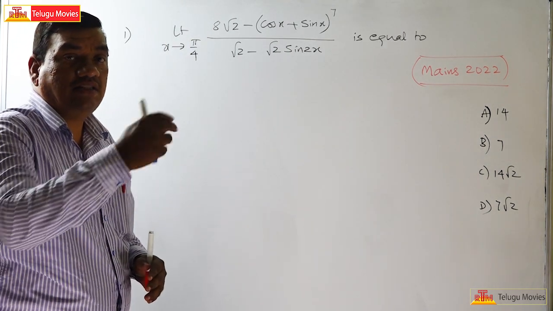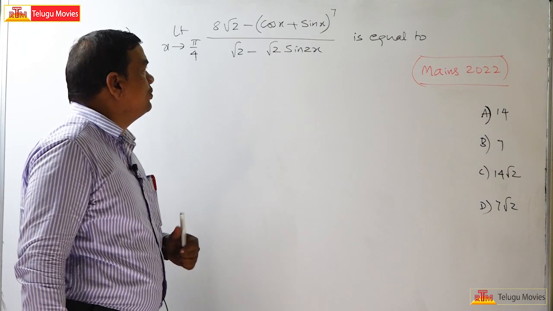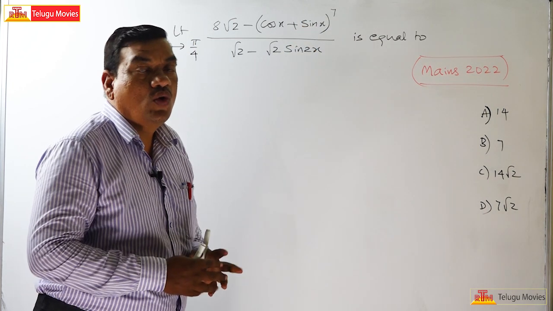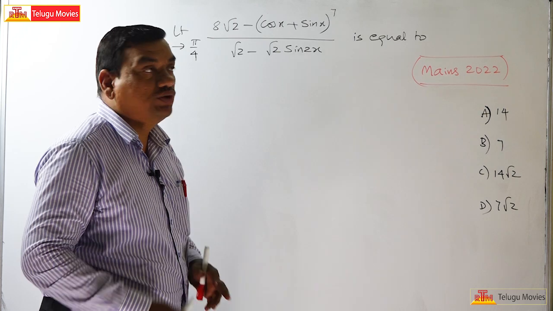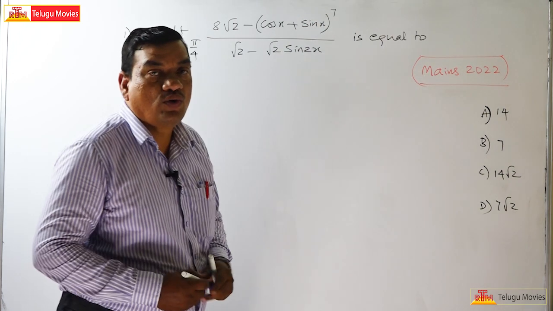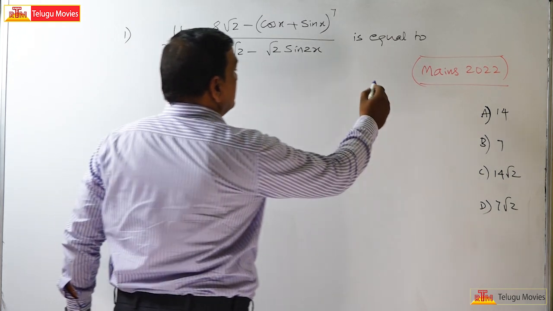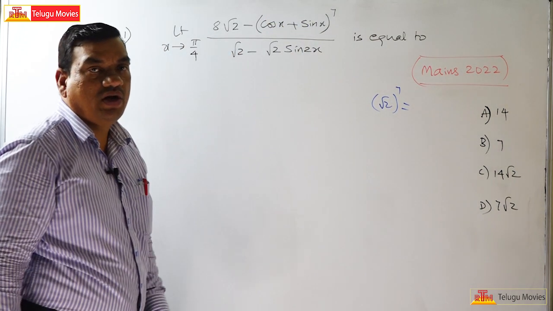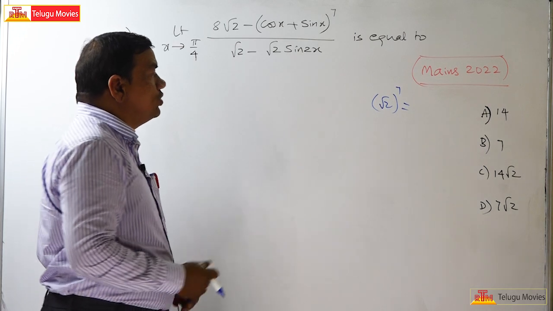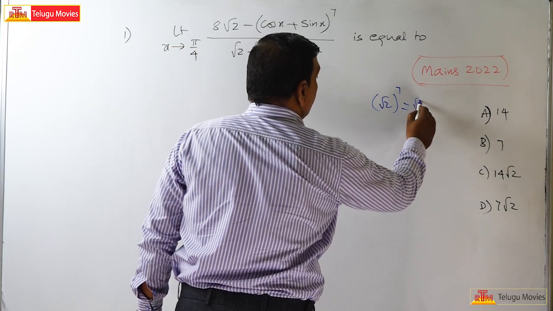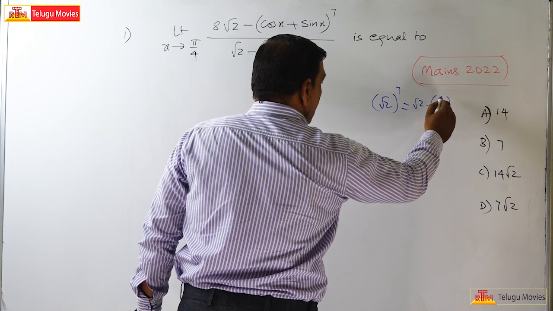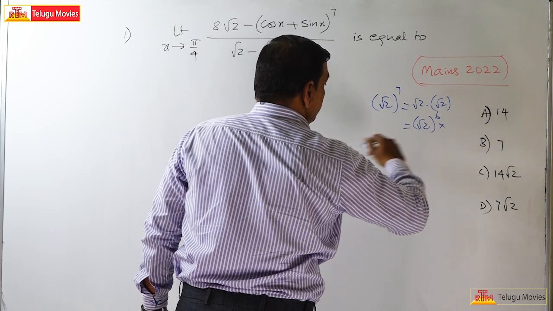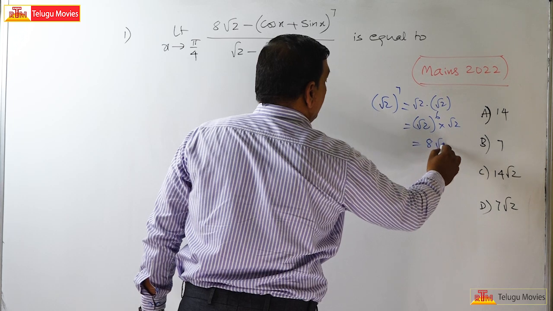As x approaches pi by 4, substitute here: sin pi by 4 is 1 by root 2, cos pi by 4 is also 1 by root 2. 1 by root 2 plus 1 by root 2 is 2 by root 2, that is root 2. Root 2 whole to the power of 7 is equal to how much? Root 2 whole to the power of 6 into root 2, that is equal to 8 root 2.